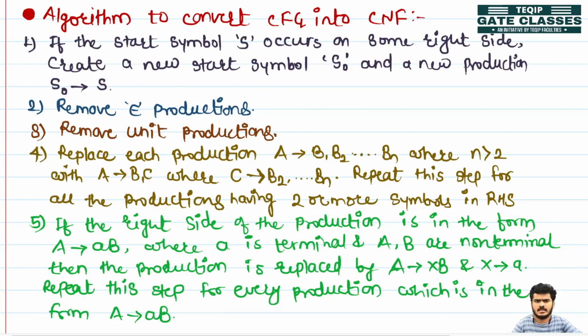The first step says that if the start symbol S occurs on the right side of some production, suppose the production is like this, S produces AS, then we create a new start symbol S0 and a new production S0 produces S.